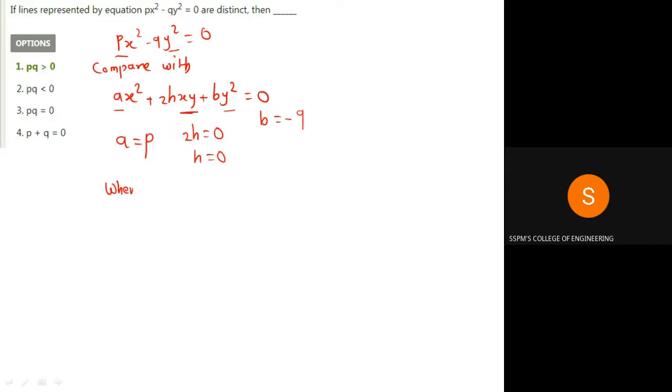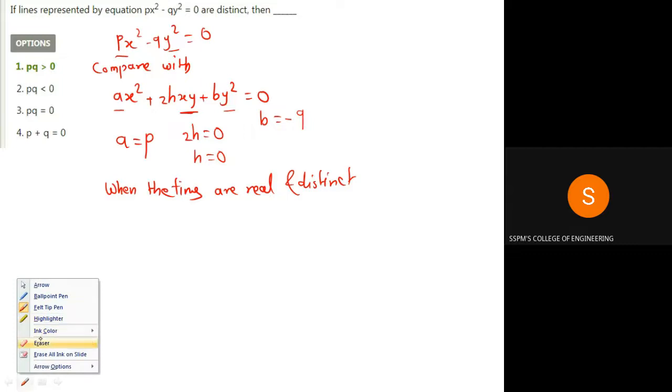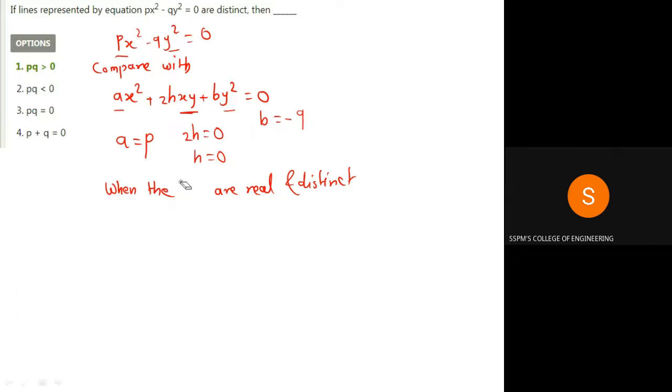So, when the lines are real and distinct, you can write h square minus ab is greater than 0. Okay. For your information, when the lines are real and distinct, you can write h square minus ab is greater than 0.